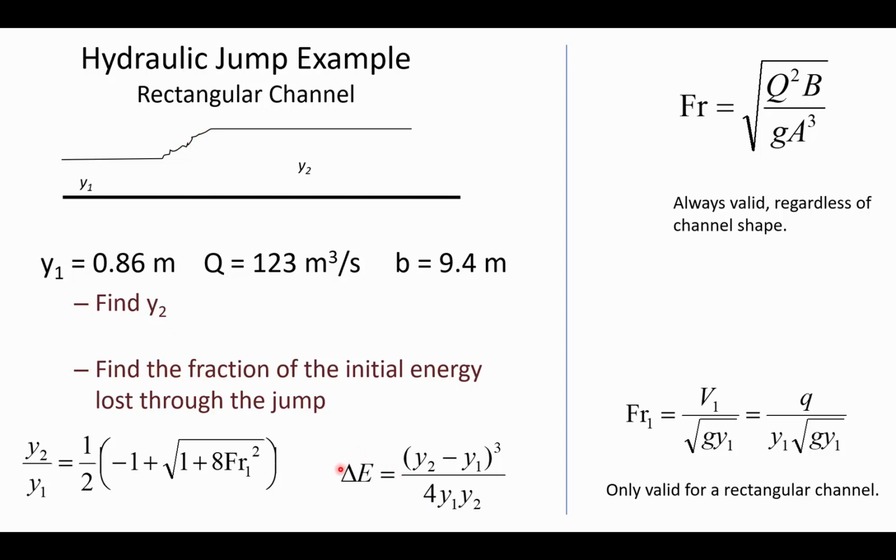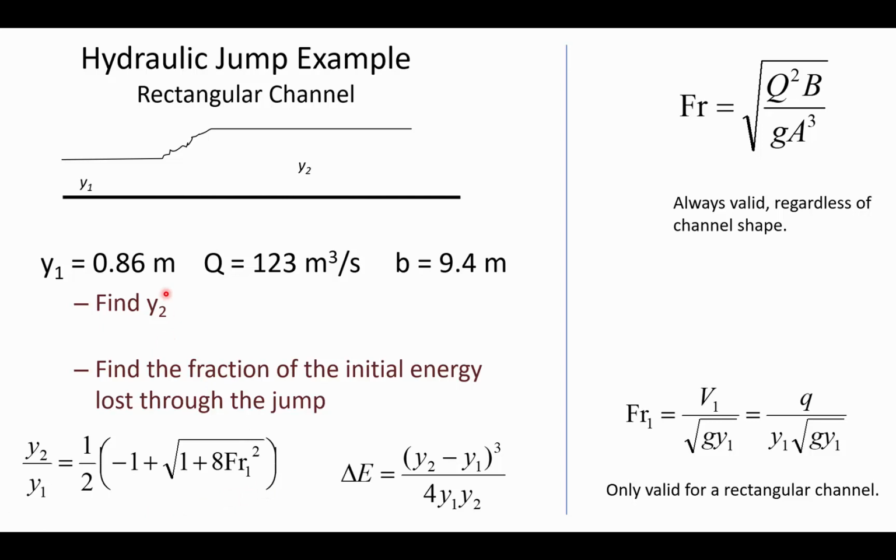When you solve for the delta E, you're going to get something with units of length, so it will tell you how many meters of energy was lost. The question is, how much energy was there initially upstream? Then we'll express the fraction of the initial energy as a percentage, the loss relative to how much energy was there at 1. But the first step is just to apply this equation to solve for y2.